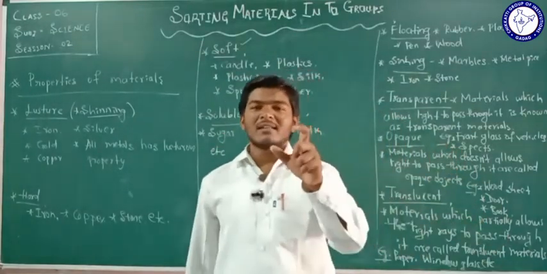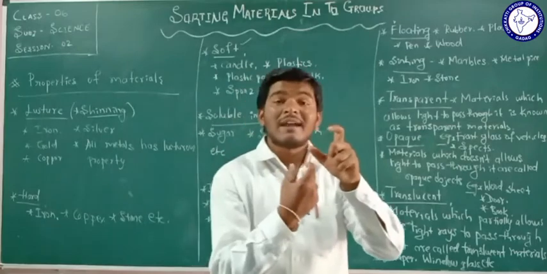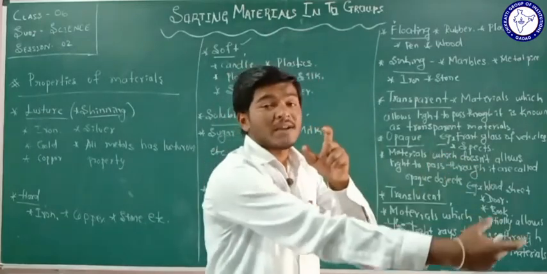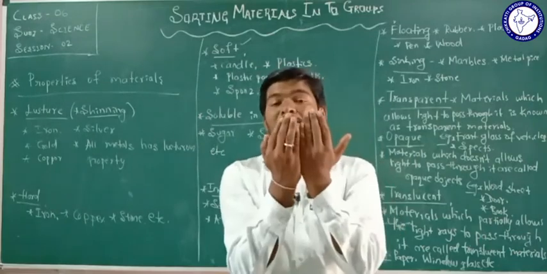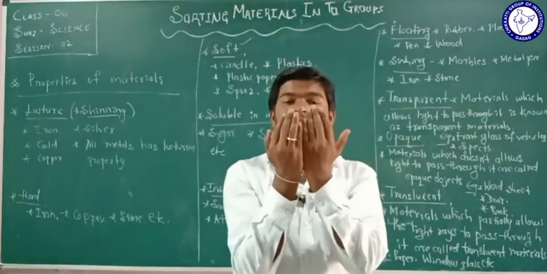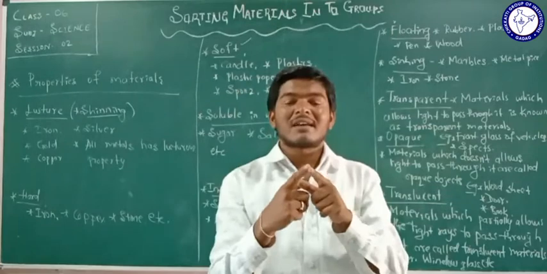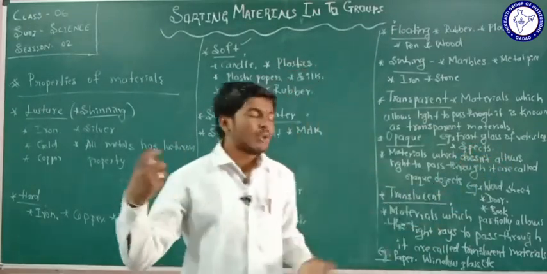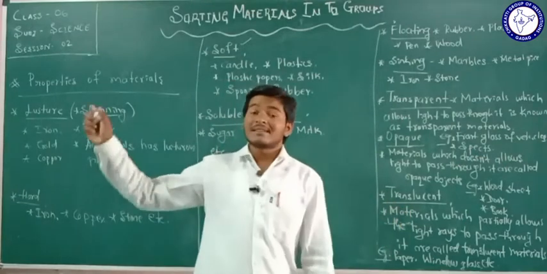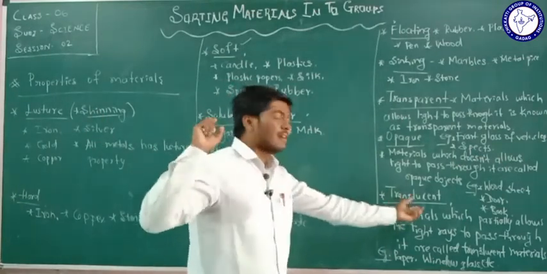So what are translucent materials here? The materials which partially allow the light to pass through them. We can see blurred images through these materials, but we can't see clear images. That type of material is called a translucent material. So we are grouping the materials based on the character called translucent.